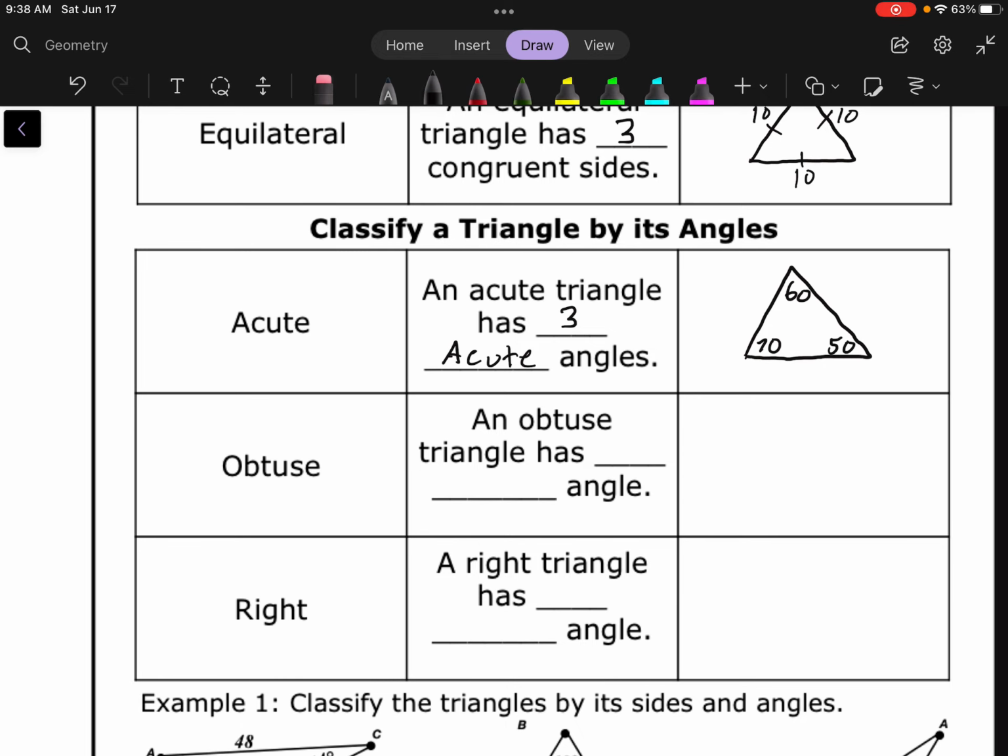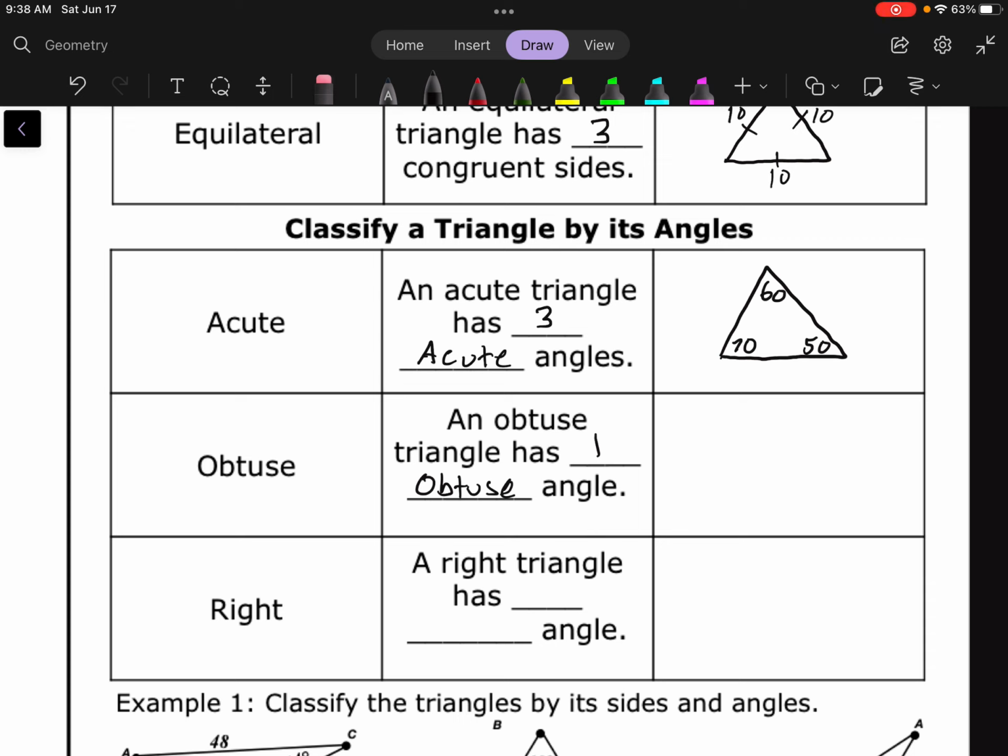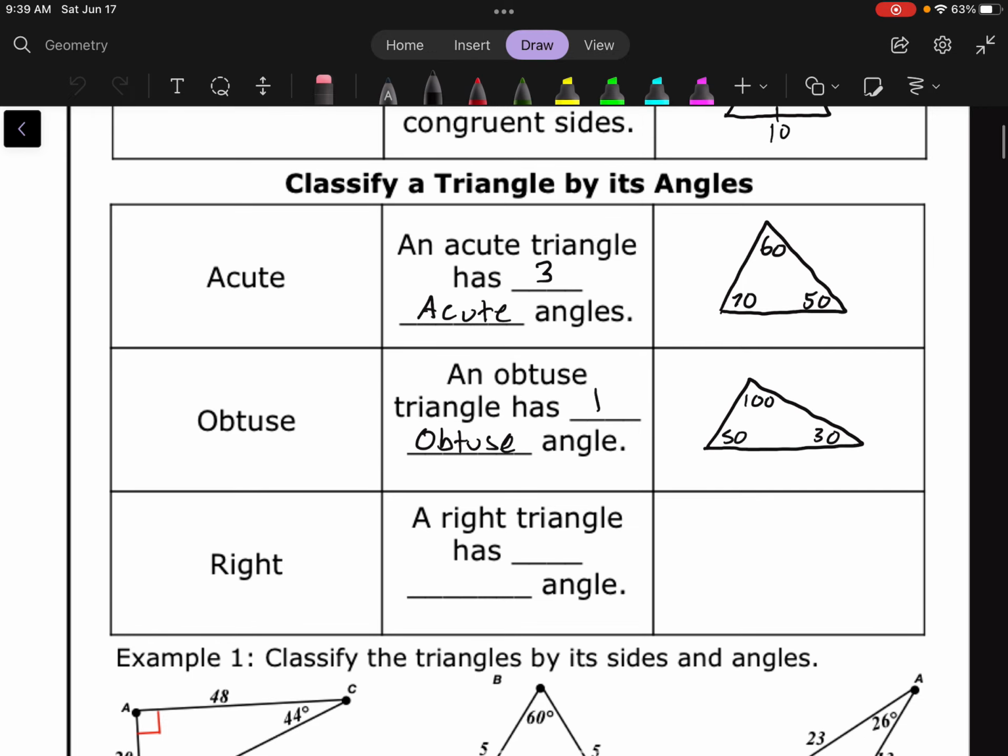Next, we've got the obtuse triangle. An obtuse triangle is a triangle that has 1 obtuse angle. Now, obtuse, if you remember, means that it is greater than 90. So maybe it's going to look like this. Maybe we've got this big 100-degree angle up there, and this one is 50, and this one is 30. For reasons that we'll look at later on in this video, you can only have 1 obtuse angle. So an obtuse triangle doesn't need to have 3 obtuse angles, because that would actually be impossible. And like I said, we'll see why exactly later on here.